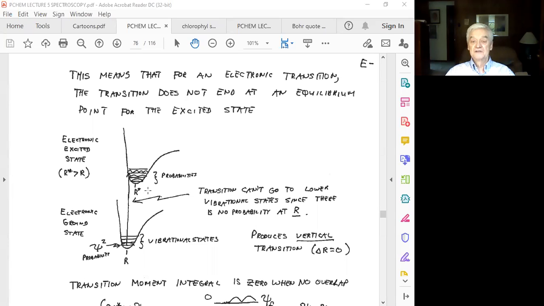The Franck-Condon principle requires what we call a vertical transition. The abscissa here is the bond distance. When the electronic excitation takes place, the bond distance, capital R, cannot change. The molecule does not have time to vibrate. Down here we see where the probability for this vibration is. Here's our chi-squared curve. In order to get the transition to take place, it has to be able to go to a vibrational level that has probability at the same R value.